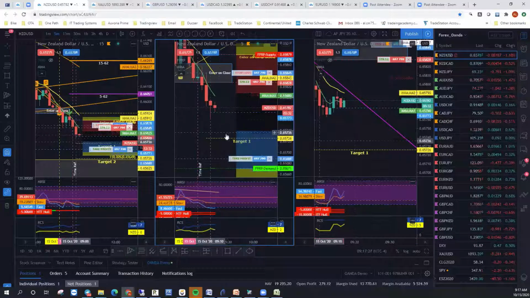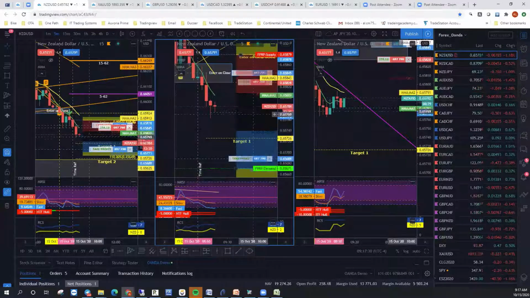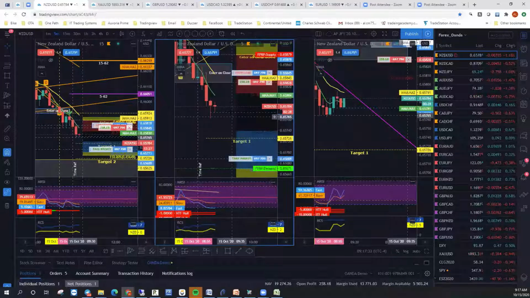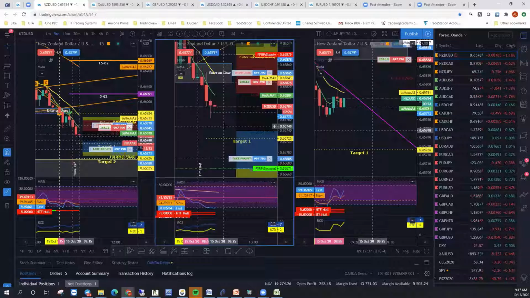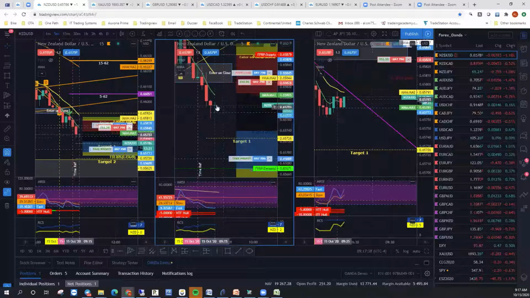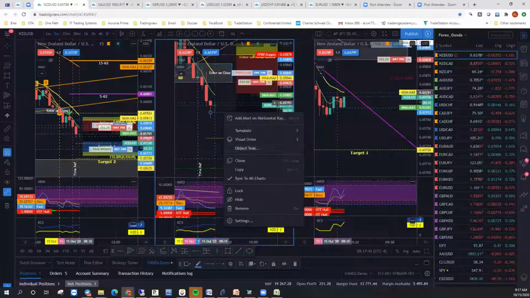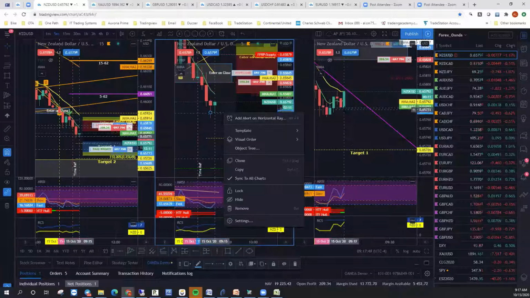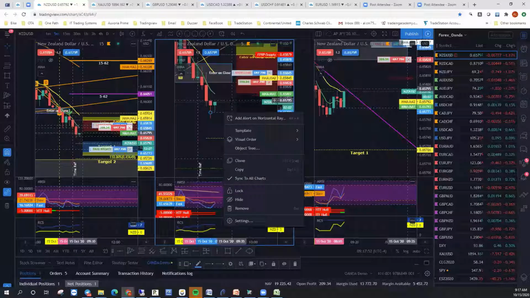Right now it's fighting inside this area right in here. This is the area of indecision. Right now I'm looking at this box right in here from the low of this candle, to see if it's going to break through the top of this. How much time do we have on this candle? We have 2 minutes still.